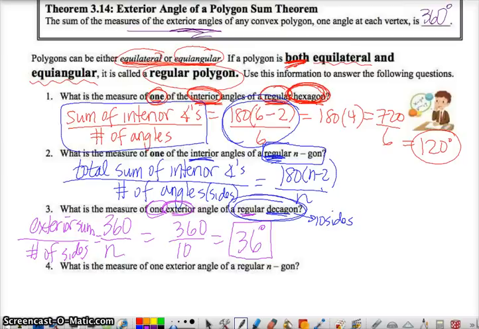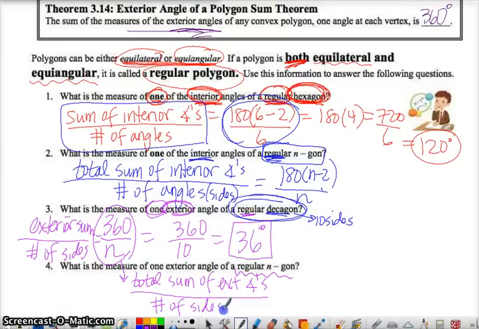For the next one, number 4, what is the measure of one exterior angle of a regular n-gon? Well, this one's a little easier, right? This is it right here. We take the total sum of the exterior angles and we divide it by the number of sides. Well, the total sum, no matter what, every single time is 360 degrees. How many sides do we have? We don't know. It's unknown. So we can just plug that number in to figure it out.